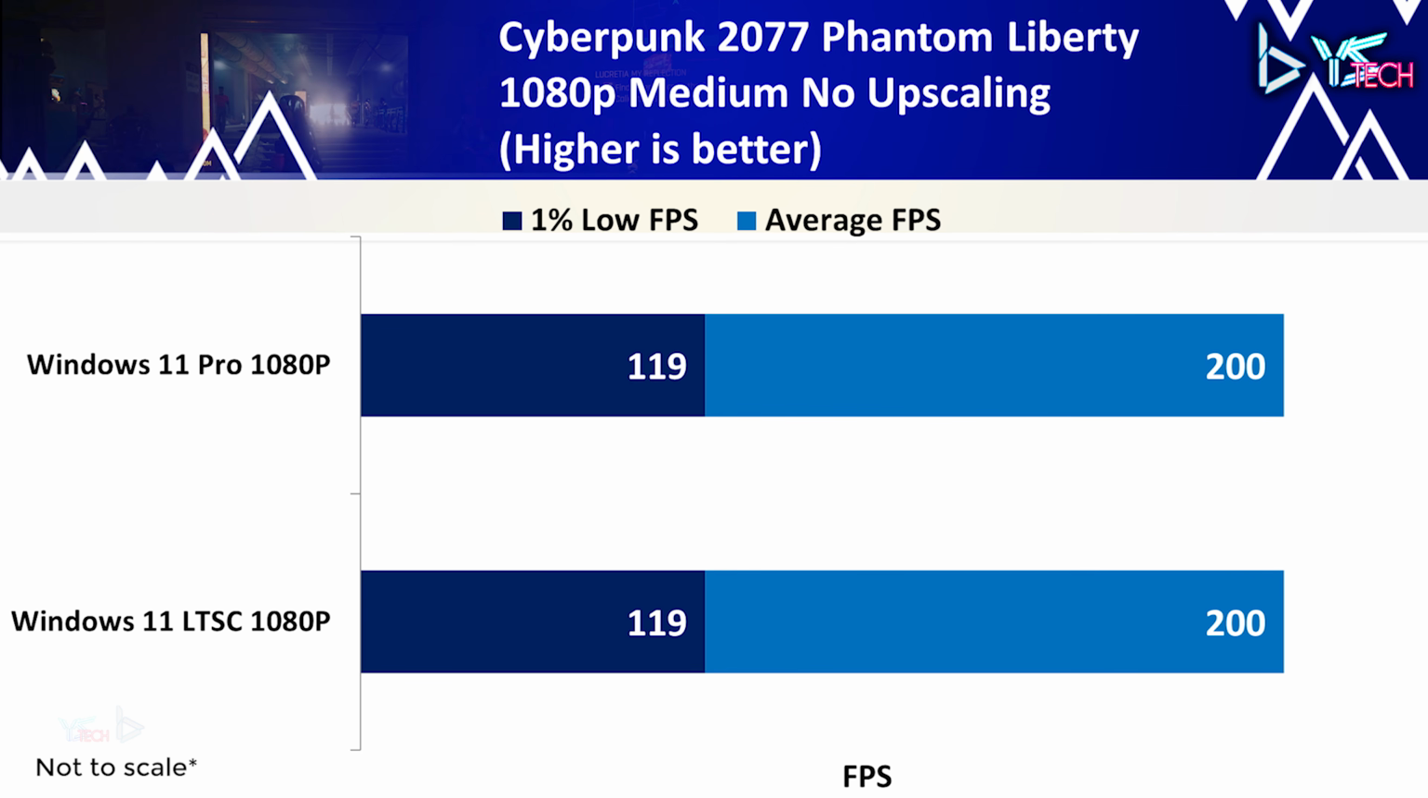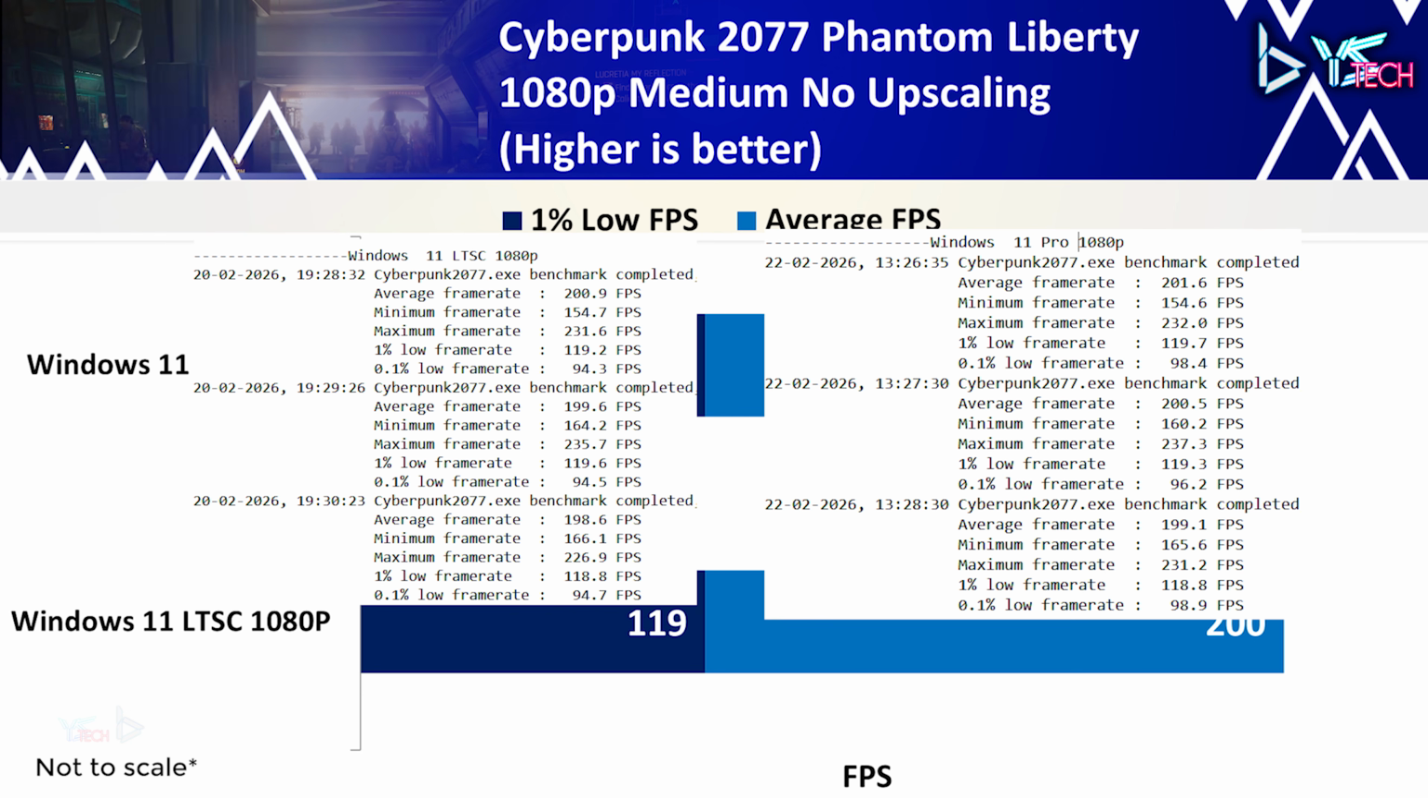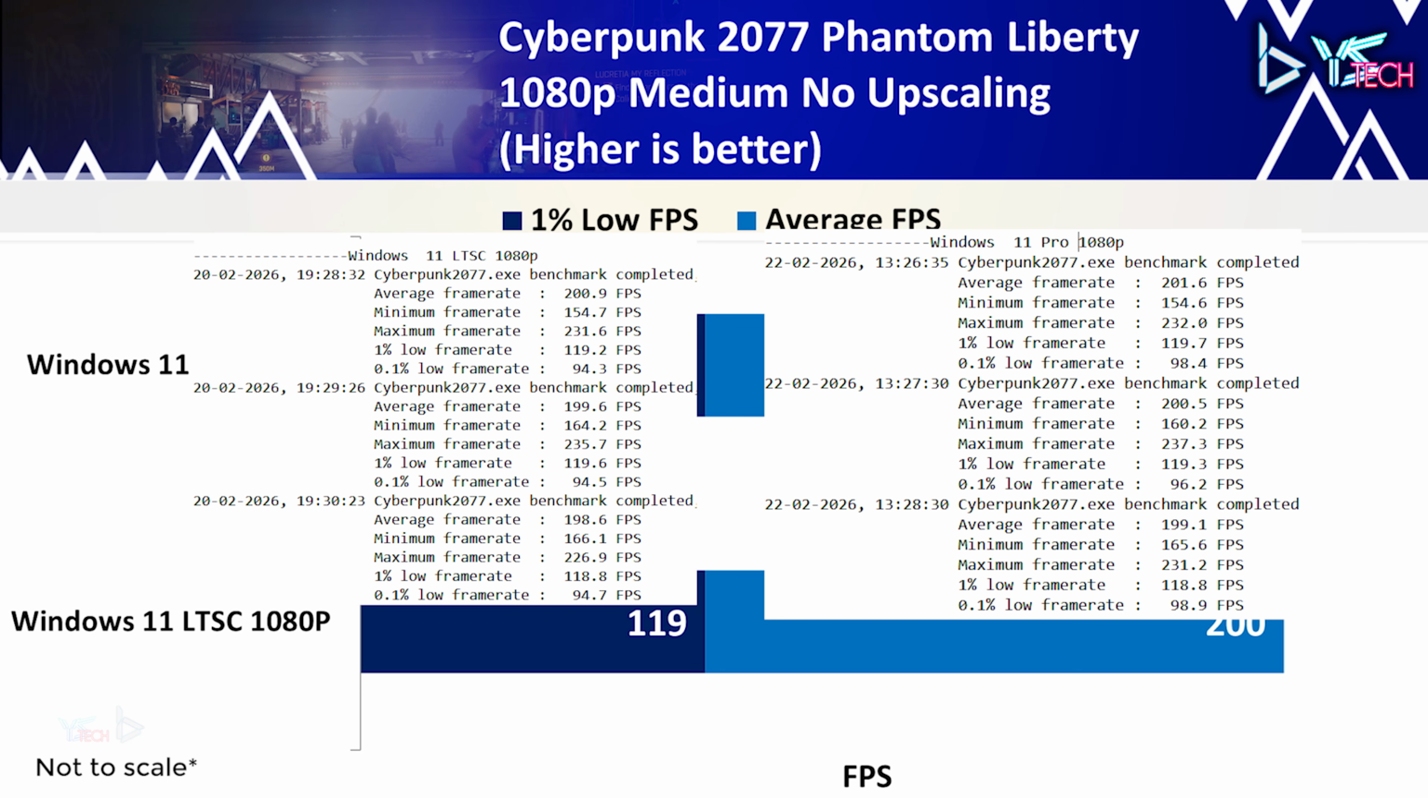Next up, we have Cyberpunk 2077 Phantom Liberty on medium settings with no upscaling. Now, we had literally no difference here. I was just running through the map as normal as I usually do, and if you guys don't believe me, I'll put the raw numbers up here as well. But yeah, literally no difference between the two whatsoever on 1% lows or average FPS.